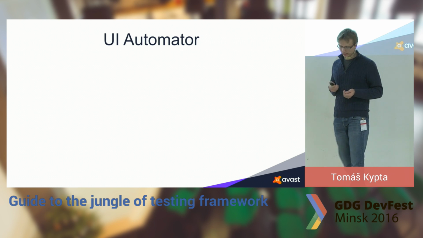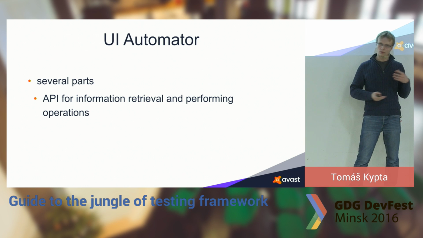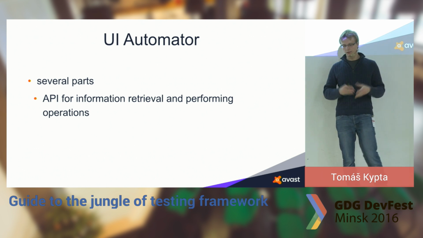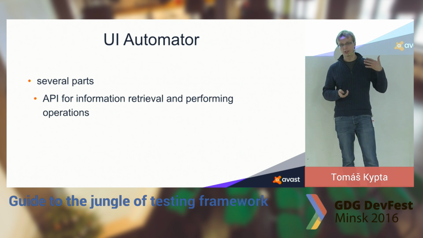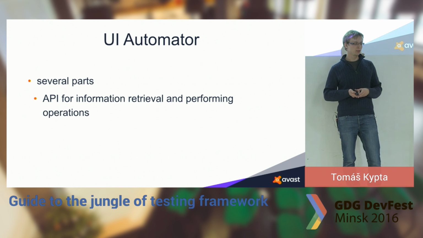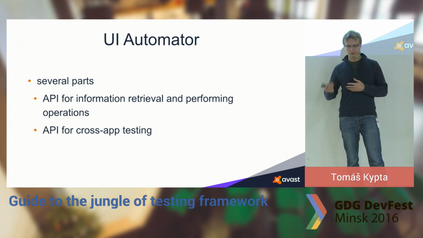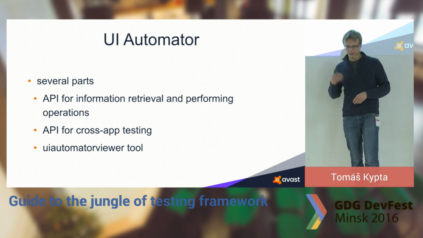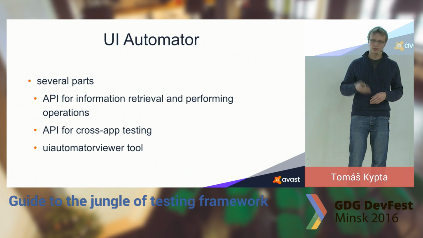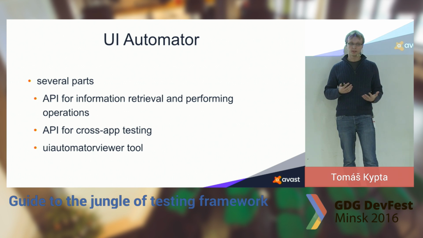UI Automator has several parts. There's an API for obtaining views and data from your application and for interacting with your application. There's an API for cross-application work, and also there is the UI Automator Viewer tool. That's a separate tool in the SDK. You can run it, and you can inspect other applications too.